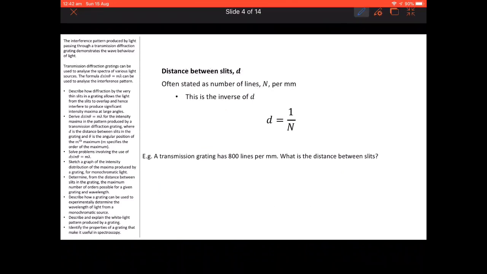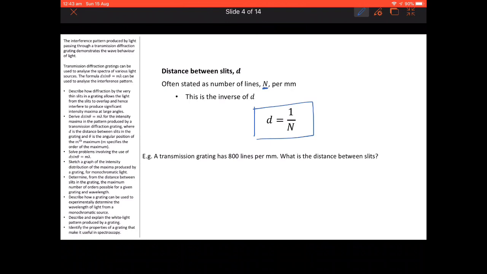Looking at distance between slits, this is often stated as the number of lines, which is represented with a capital N per millimetre. So this is just the inverse of the distance between slits. If you want to work out what the distance is between the midpoint of each slit, and you're given this in lines per millimetre, then all you have to do is divide 1 millimetre by however many lines there are in that millimetre, and you'll get the distance between each slit.